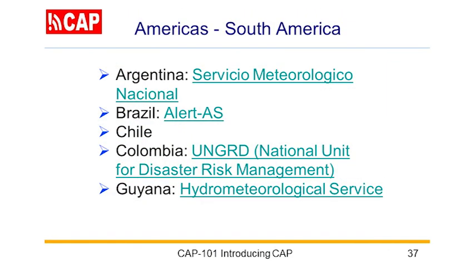Now, in South America, I know about Argentina, Brazil, Chile, Colombia, and Guyana. And you may know the CAP alert system in Brazil is called Alert AS, AS being Spanish for South America. That's because it is available to be used freely by any nation in South America that wishes to use it. So you don't have to actually do your own implementation if you want to use that one, okay? And of course, Argentina could offer the same thing once they get their thing together.